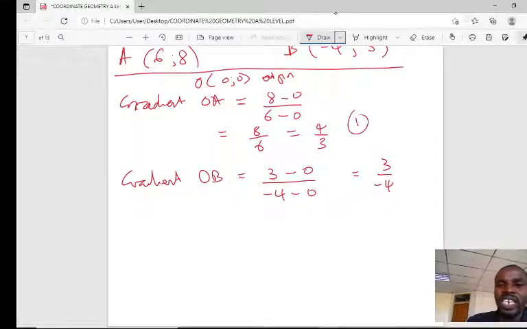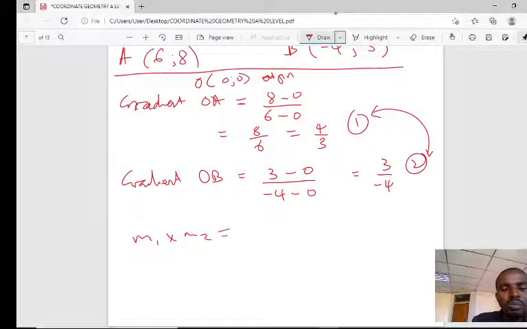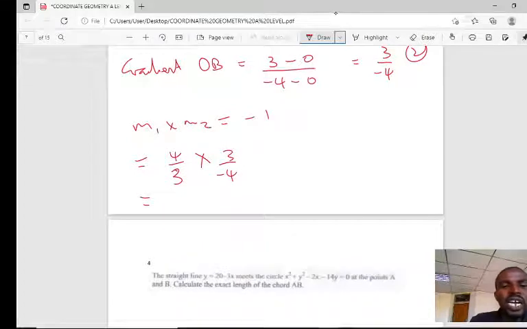Then we have this gradient and this gradient. We have to multiply them to prove that they are perpendicular. So M1 times M2 must be equal to minus 1. It will be 4 over 3 times 3 over minus 4. What do you get here? It's actually minus 1, because if you cancel, it's minus 1. Then we've shown. Done.